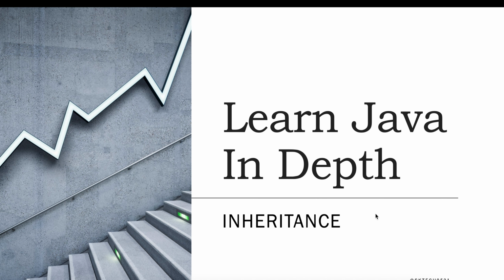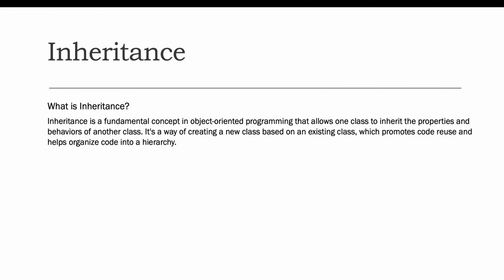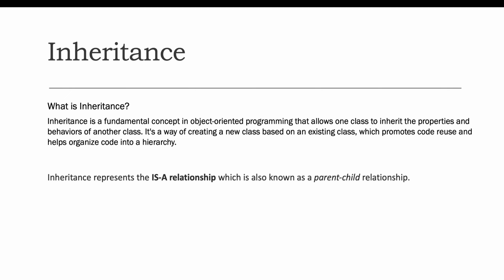Today we are going to discuss one of the important topics in OOPS concepts: inheritance. So what is inheritance? Inheritance is a fundamental concept in object-oriented programming that allows one class to inherit the properties and behavior of another class. It's a way of creating a new class based on an existing class, which promotes code reuse and helps organize the code in a hierarchical manner. Basically, inheritance represents an IS-A relationship, which is also known as a parent-child relationship.